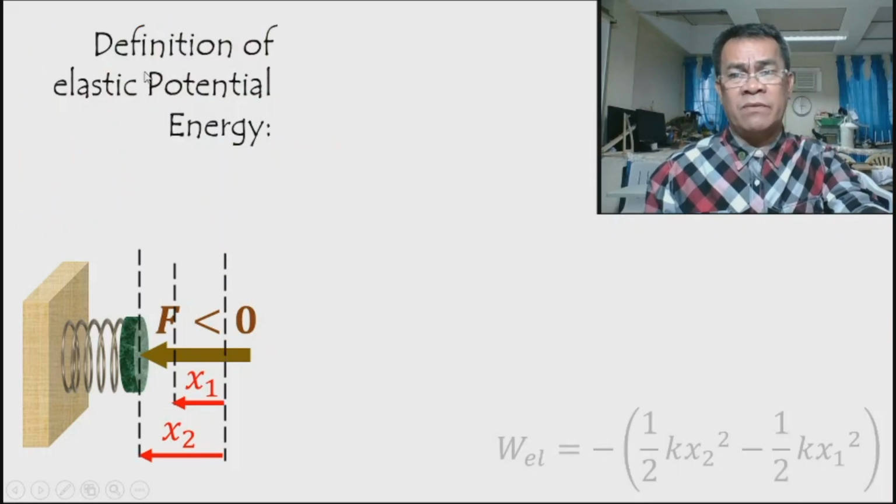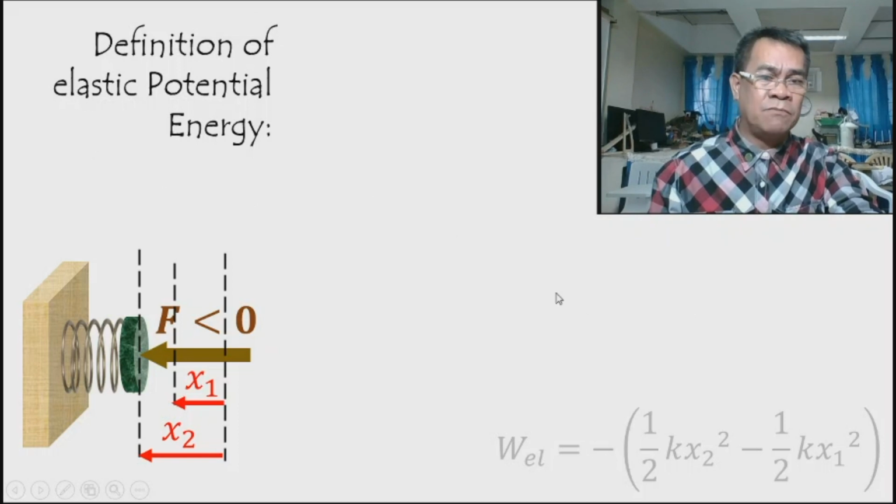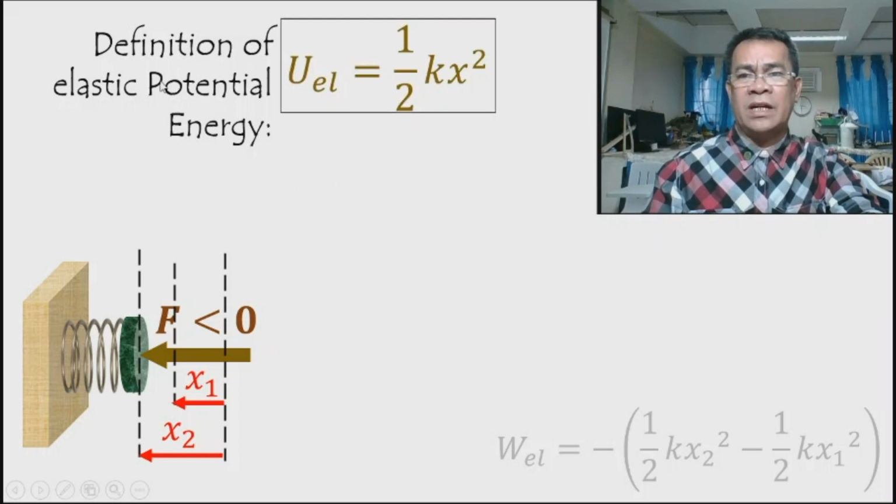This one is the definition of the elastic potential energy. If you remember in the previous, for gravity we have U equal to mgh. This time for the elastic it should be 1/2 kx squared. So the definition of the elastic potential energy U_EL is equal to 1/2 kx squared, where k is the spring constant and x is the displacement. If you want to calculate the energy of the spring at displacement x, substitute in this formula. That's it. The unit should be joules, or big letter J.